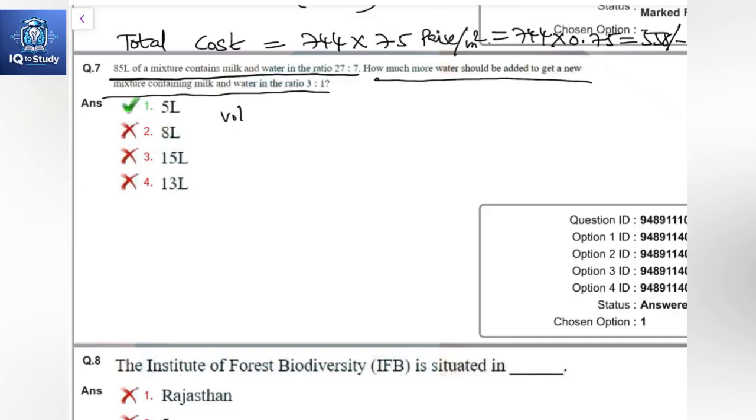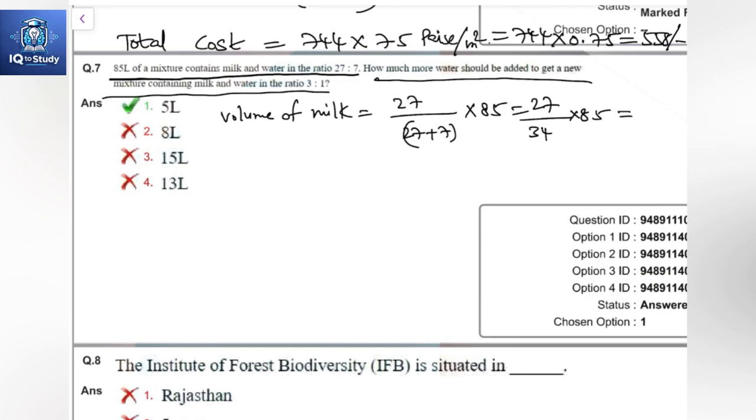Here, volume of milk is equal to 27 by 27 plus 7 into 85, which is equal to 27 by 34 into 85, that is equal to 67.5 liters. Similarly, volume of water is equal to 7 by 34 into 85, that is equal to 17.5.